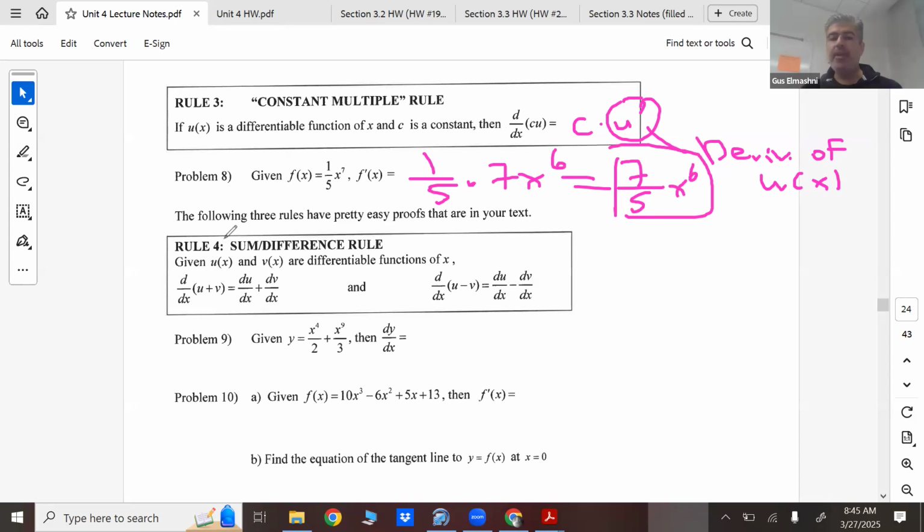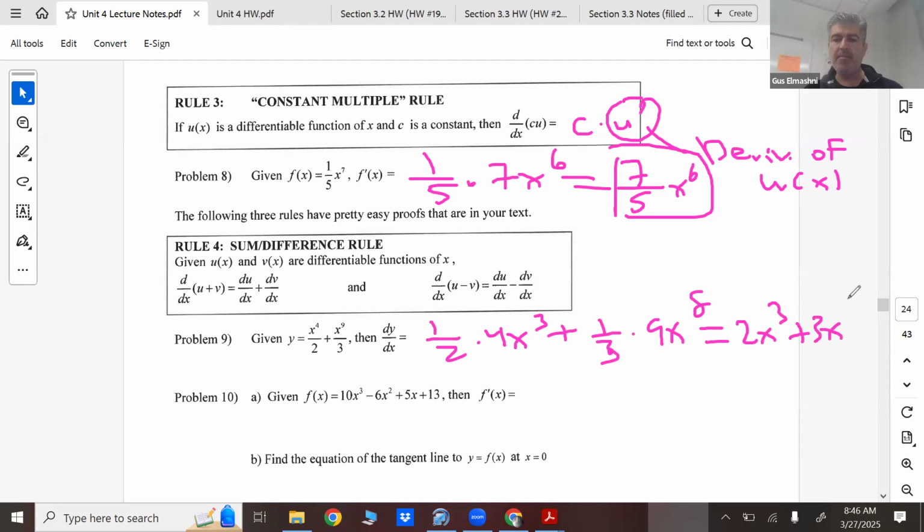Another rule, sum and difference rule. If you're adding a bunch of terms, power terms, mind you. Well, actually, we'll get to other stuff like trig, and I don't think we'll get to exponential functions. But if you have a bunch of terms being added, just take the derivative of each of them individually and add them up. That's it. So if you have x^4/2 plus x^9/3, that's going to be 1/2 times 4x cubed plus 1/3 times what? And if you want to clean it up, you can. If you clean it up, it should look like this: 2x cubed plus 3x^8. Not that hard, right?